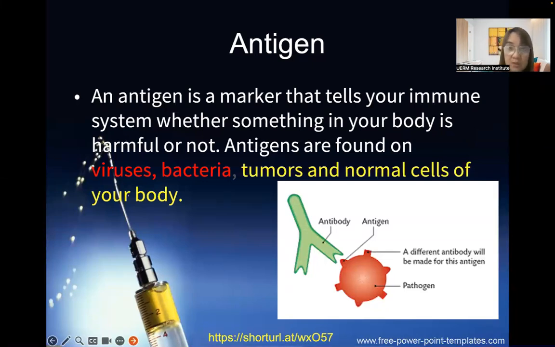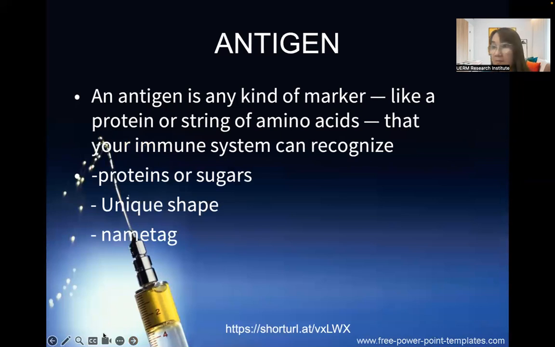Antigens are usually proteins or sugars or polysaccharides, a term you usually hear in biochemistry, found on the outside of things like cells or viruses. Each has a unique shape that your immune system reads like a name tag to know whether it belongs in your body.